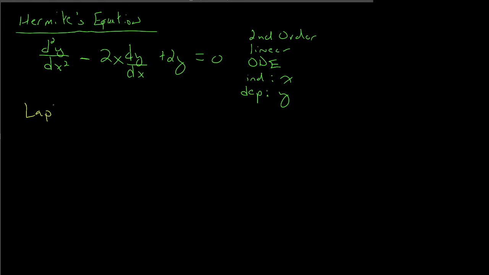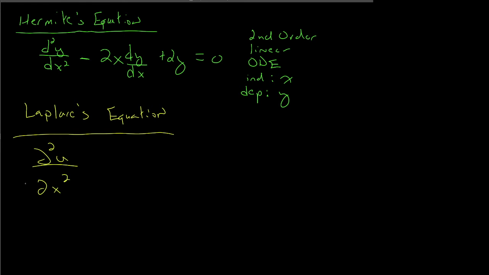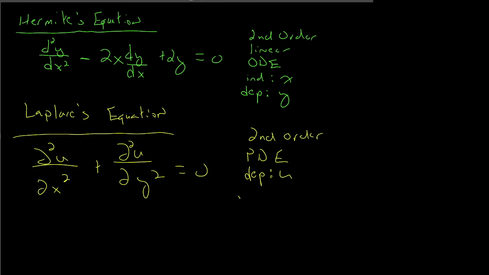We'll look at Laplace's equation, which is used in potential theory. And so we have the second partial derivative of some function u with respect to x plus the second partial derivative of u with respect to y is equal to 0. It's a second order partial differential equation. The dependent variable is u, and the independent variables are x and y.